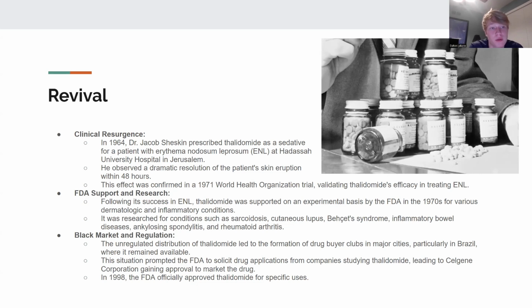So the unregulated distribution of thalidomide led to the formation of drug buyer clubs in major cities, particularly in Brazil, where it remained available. The situation prompted the FDA to solicit drug applications from companies who wanted to study thalidomide, leading to the Celgene Corporation gaining approval to market the drug. And in 1998, the FDA officially approved thalidomide for specific uses, such as ENL.